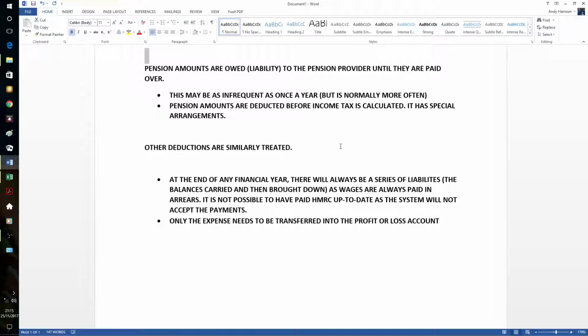Wages are always paid in arrears. It's not possible to have paid HMRC up to date. If we close our books on the 31st of March, we can't pay HMRC until the 7th of April. It would really confuse the system, and it just won't accept the payments. And the expense goes into the profit and loss, everything else is carried down and brought down.